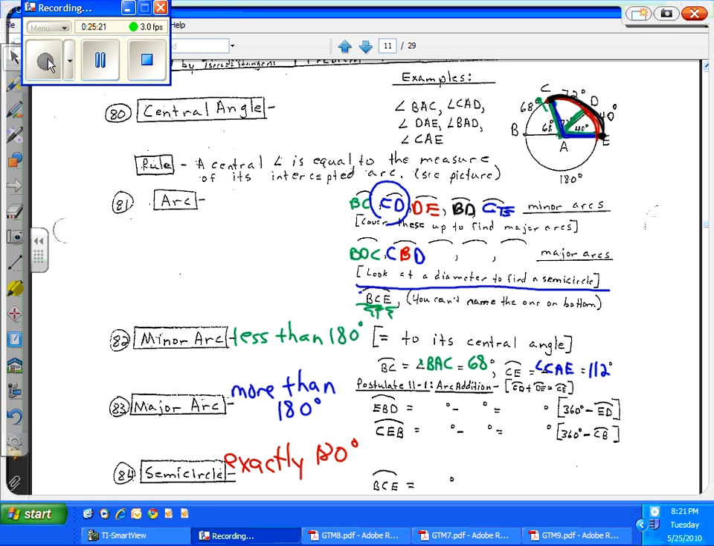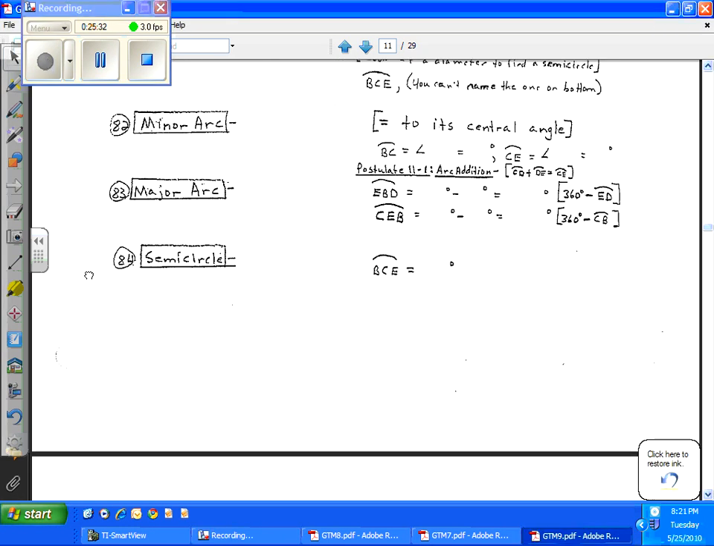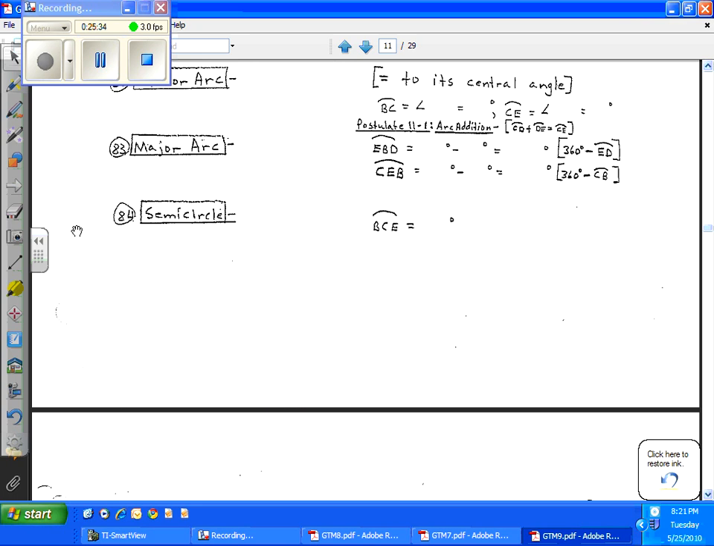And notice we could also say arc subtraction, right? That whole big arc CE minus arc CD would be arc DE. Okay? And so you can study in your textbook adding and subtracting those arcs and getting the measures. Okay?